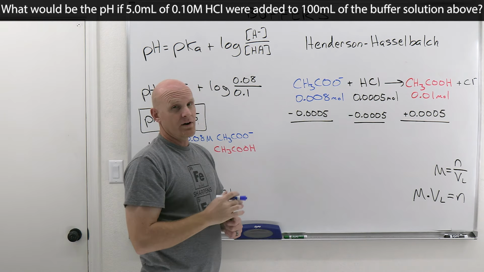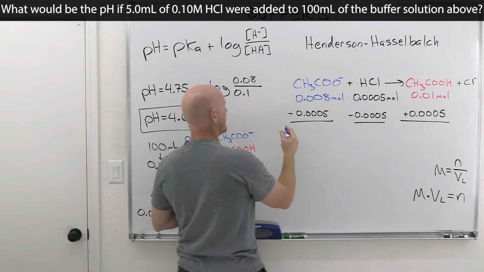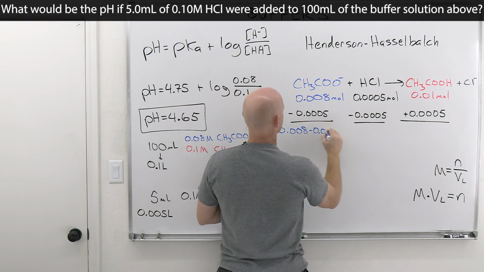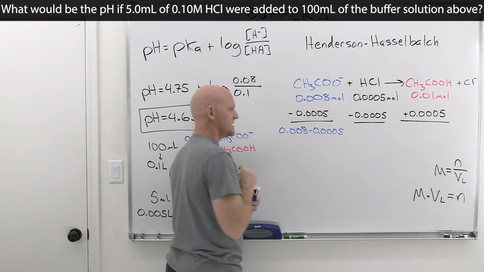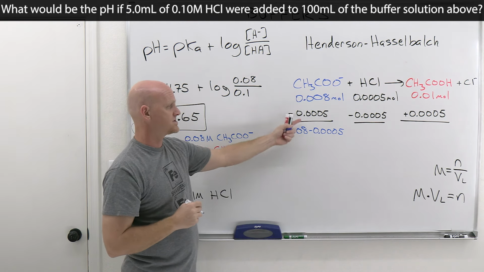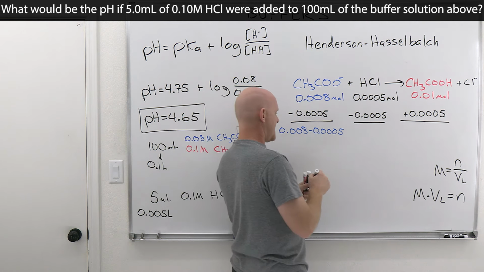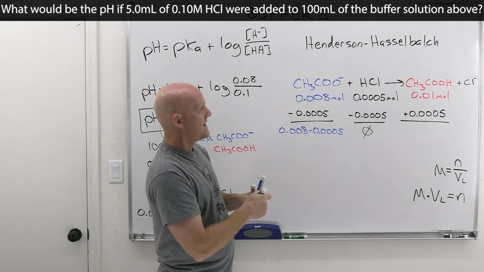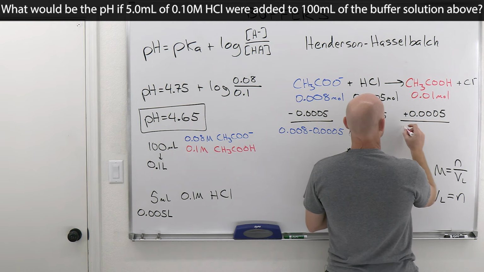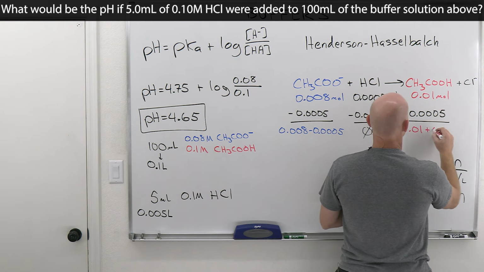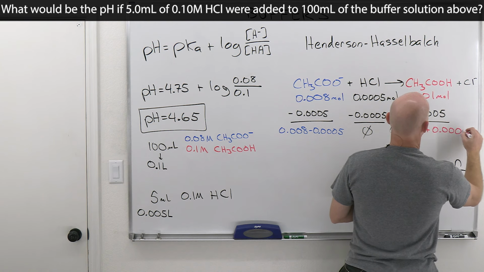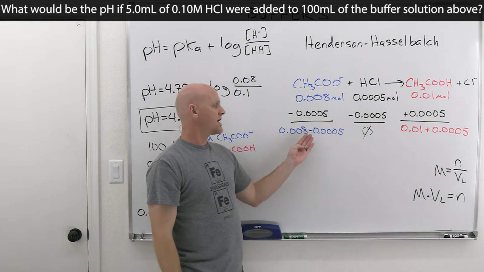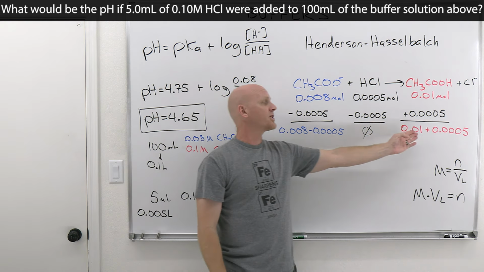And so if you notice here, I'm going to write this a little funny once. We're going to end up with 0.008 minus 0.0005 here, just what you start with minus the change here. So we're not going to have any HCl left, gone, not in our solution anymore. And now we're going to have 0.01 plus 0.005.